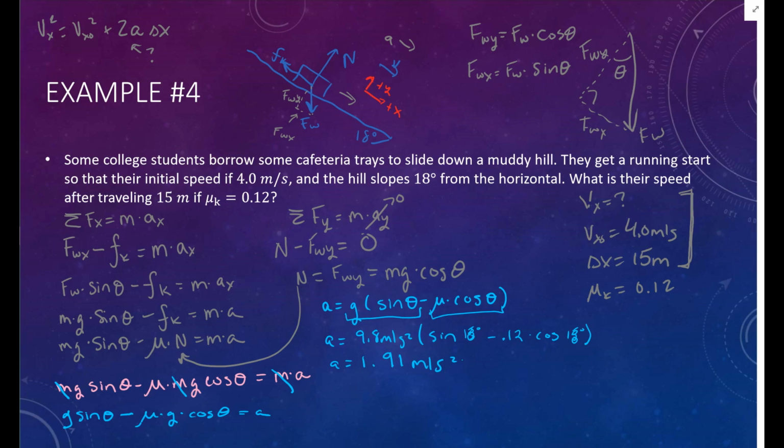All right, so now that we have the acceleration, we can go ahead and find out what the final speed is. We have all of the other information, so our final speed, I'm going to use green, Vx is going to equal the square root of our initial speed, which was the 4 meters per second, and that term is squared, plus 2 times our acceleration, which was the 1.91 meters per second squared, times our change in distance, which was 15 meters.